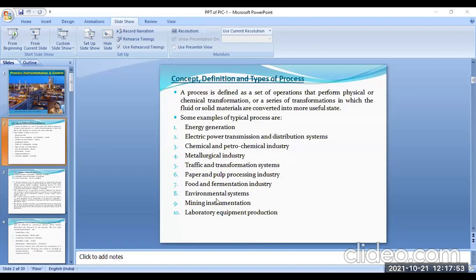So that's why we have to control the pollution of the environment. Then number 9 is mining instrumentation. In mining instrumentation, we have to collect the coal. Another one is to collect gas, different types of gas, such as the LPG we use in our house. So these are basically the mining industries.